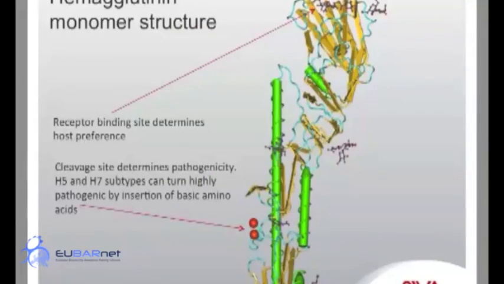So let's take a little bit closer look at it. It is actually a trimer, but this is a monomer that I show here for simplicity. The two important things for our discussion today are, first, the receptor binding takes place up in this region. Here you have sialyl lactose, which is a receptor binding molecule of this virus. So it's in this region, and that gives the host specificity of the virus.